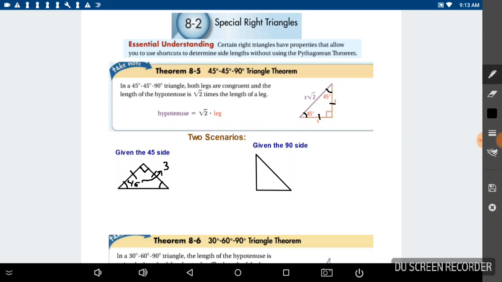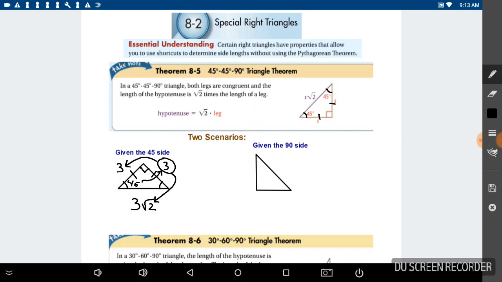There's a shortcut so that you don't have to work through the Pythagorean theorem in this case. You could still do this one with the Pythagorean theorem, but it's way easier if you just use theorem 8.5. Obviously, if this is the one we're given, you would know that the other leg is congruent to it, so that's 3. And the hypotenuse is simply whatever number you were given for the leg times the square root of 2. So that's it.